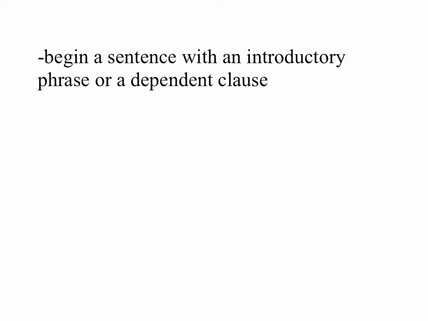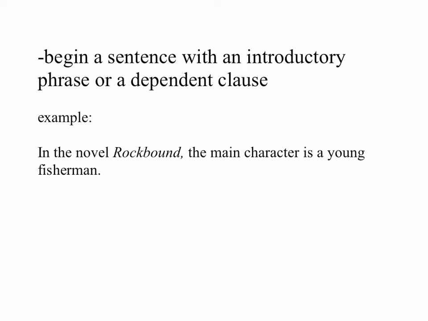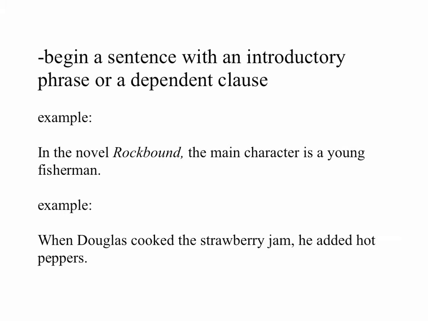You are going to need to use a comma when you begin a sentence with an introductory phrase or a dependent clause. Here's an example. "In the novel Rockbound, the main character is a young fisherman." Here's another example. "When Douglas cooked the strawberry jam, he added hot peppers."